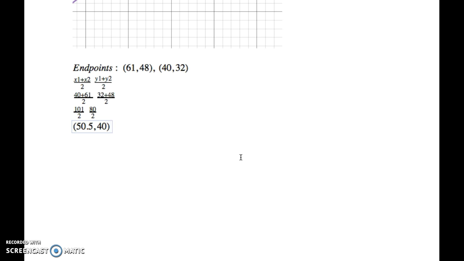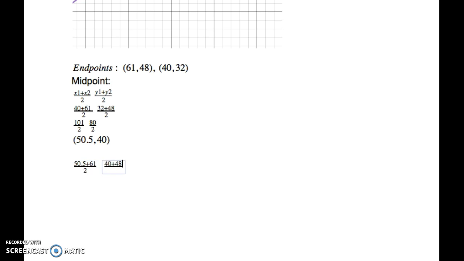Then you're going to take the first coordinate from your endpoints and apply it to the midpoint formula along with your new midpoint. So you'd use the same formula, (x1 plus x2) divided by 2 and (y1 plus y2) divided by 2, and you just plug it in. So it would be 50.5 plus 61 divided by 2 and 40 plus 48 divided by 2, which is 111.5 divided by 2 and 88 divided by 2.